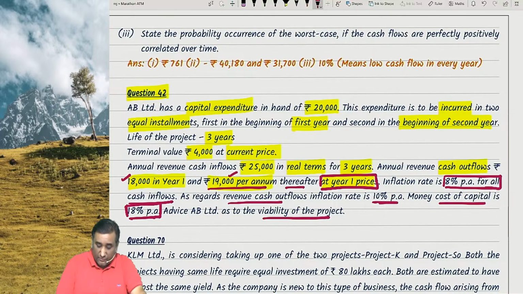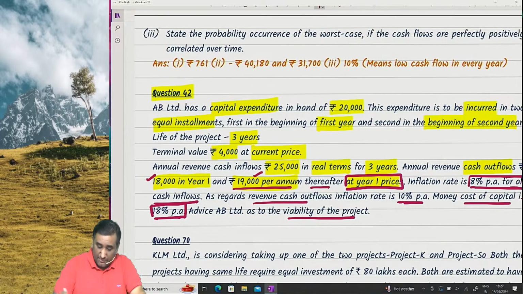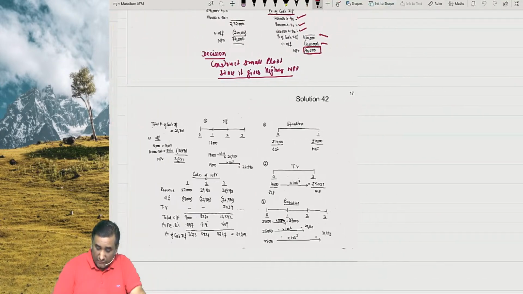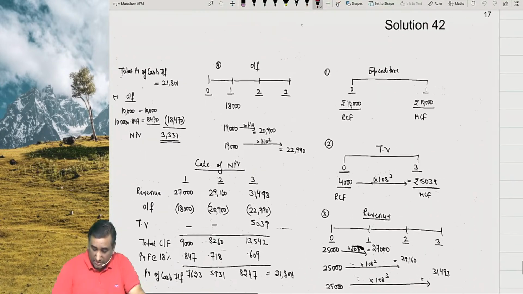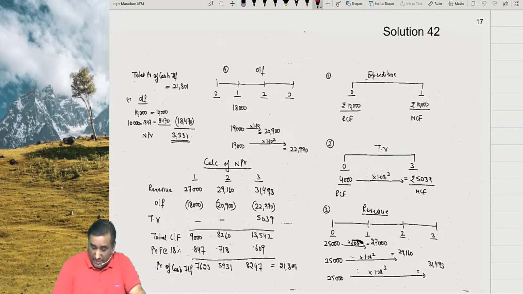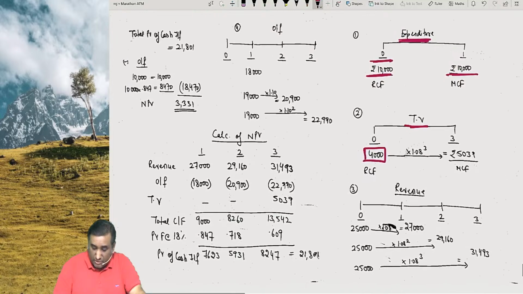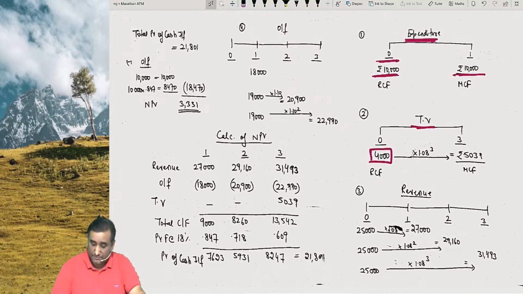Advice as to the viability of the projects. Now what will we do? Keep in the question, do not shift to the answer please. Stay in the question only. We had expenditure. He said expenditure was something standing at 0 and something at the end of 1 year. Terminal value was standing in what year? At current price, real terms. Do not shift to the answer, please. Keep in the question. The answer is with you only.